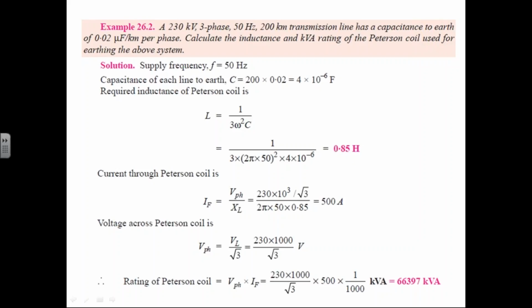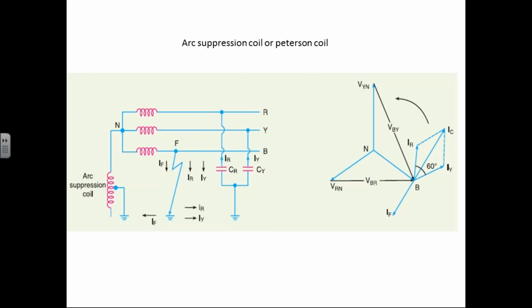Okay. So the next question asked in the same problem is, we want to find the kVA rating of the Peterson coil. So what does that kVA rating mean? Very simple. It is nothing but the per phase voltage into the maximum fault current at that moment flowing into that particular coil, Peterson coil or arc suppression coil.